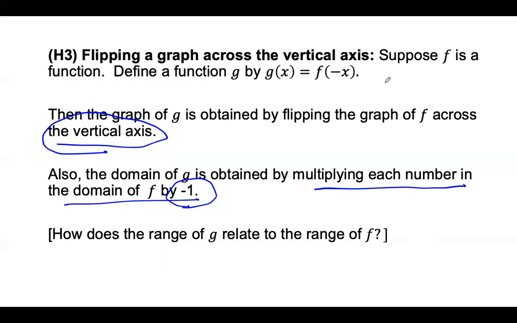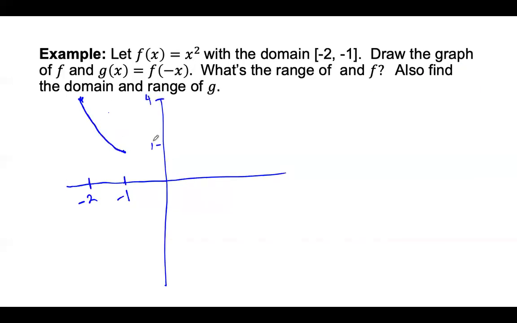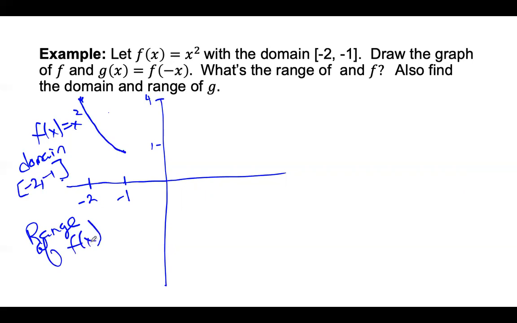And I should make one point here. A point also is that f of -x is not equal to -f of x. They're not the same thing. So how to draw this? We have the function f of x equals x squared on this domain. And our domain is specifically -2 to -1. What is the range of f of x? Anyone? Yeah. So it goes from 1 to 4, because those are our y values.